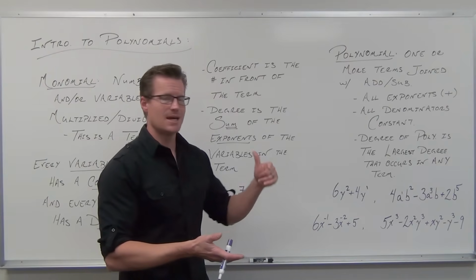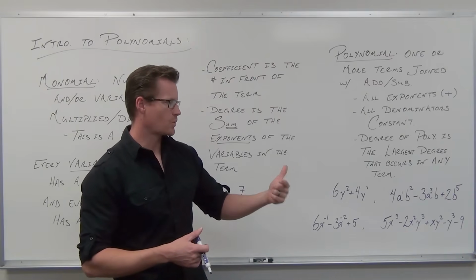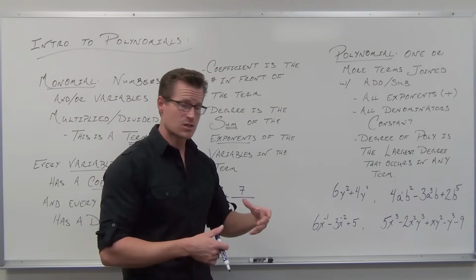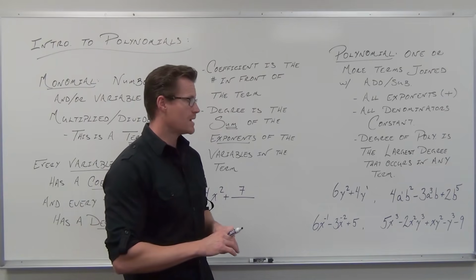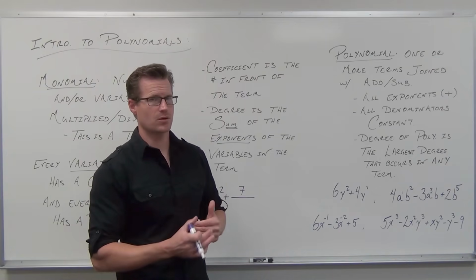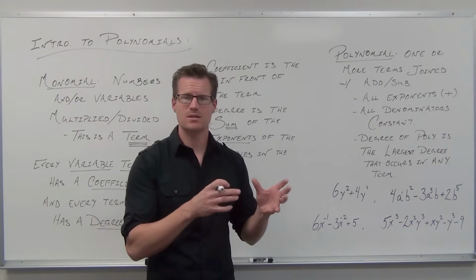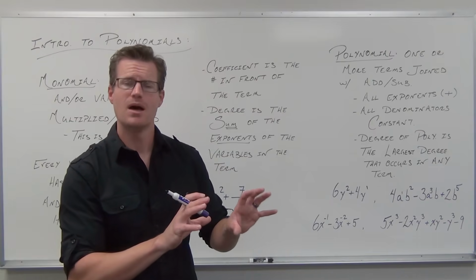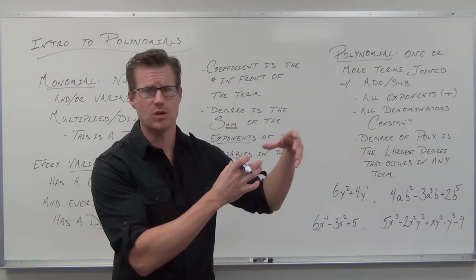The next term would be negative. Notice the negative, it goes with that sign. Negative 2x squared y cubed. The next term would be positive xy squared. The one after that would be negative y to the third power. The last term would be negative 9. Terms are always associated with the sign right in front of them, because you can always write minuses as plus negatives. You can always do that.